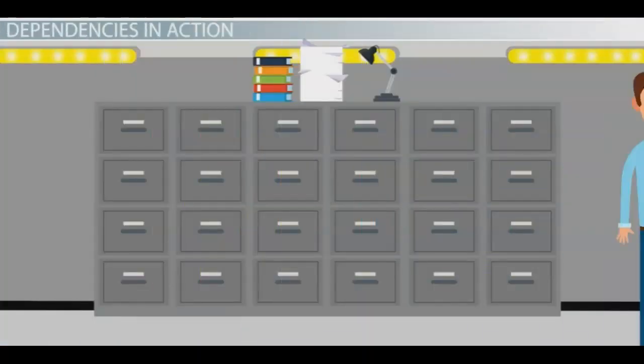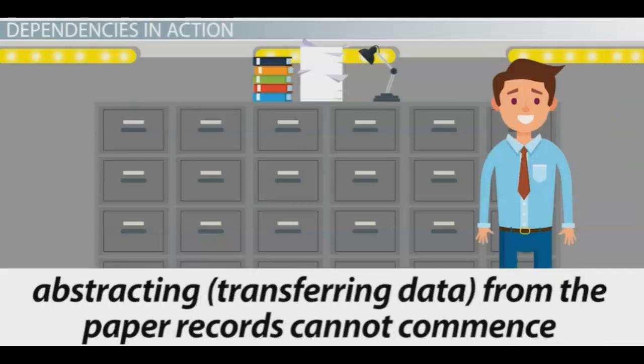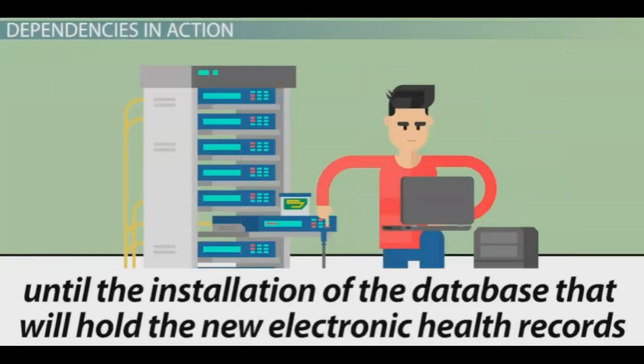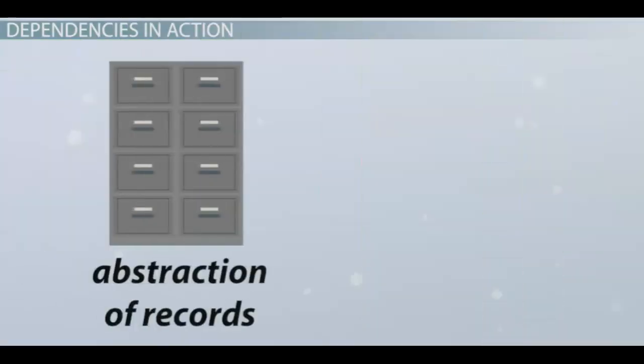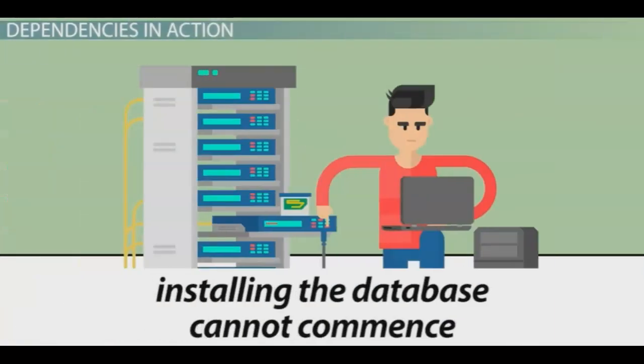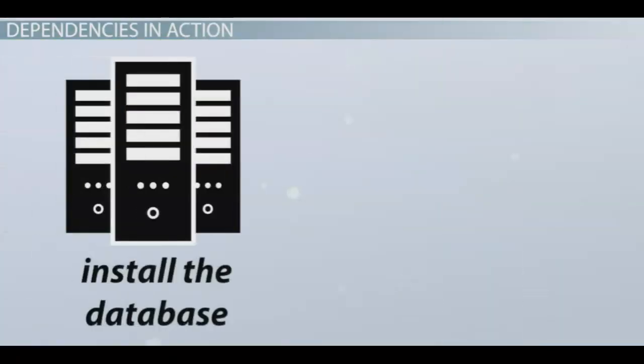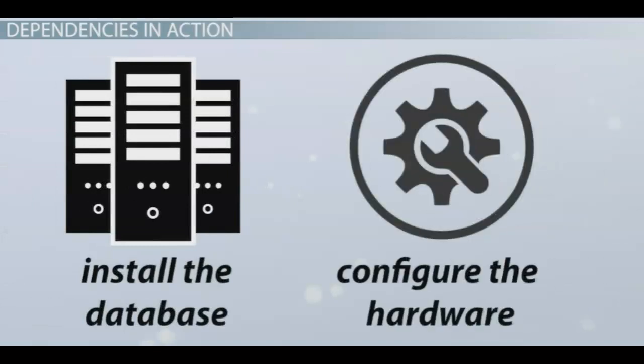In the cardiology group's EMR conversion, significant dependencies included the following. Abstracting, transferring data from the paper records, cannot commence until the installation of the database that will hold the new electronic health records. Therefore, the project task, abstraction of records, is dependent on the task, install the database. Installing the database cannot commence until the appropriate computer hardware has been configured. As a result, the project task, install the database, is dependent on the project task, configure the hardware.